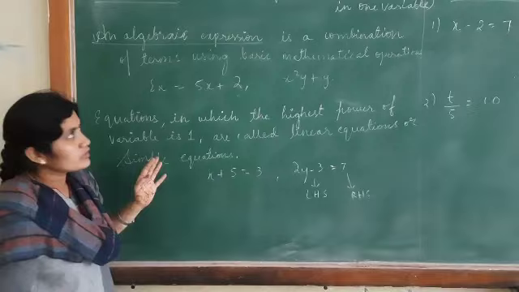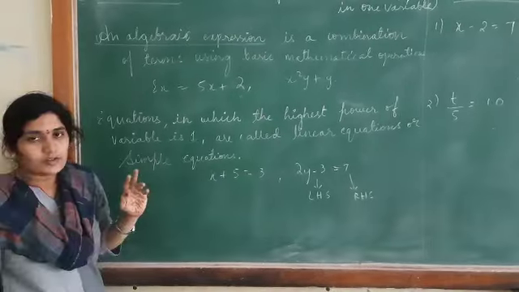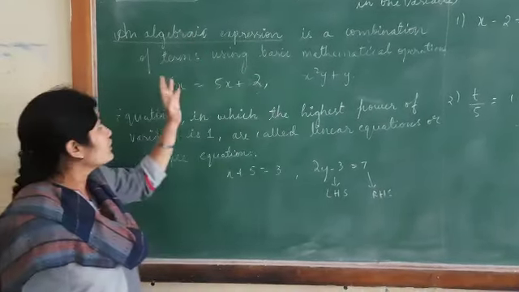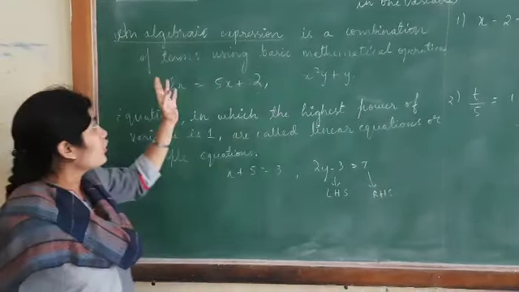You all know linear equations in one variable, and we have already solved these problems, but let us start again with the recapitulation of the definition of an algebraic expression. An algebraic expression is a combination of terms using basic mathematical operations, that means plus, minus, multiplication sign and division sign. We can use all the signs here, and these are the variables and this is the constant.